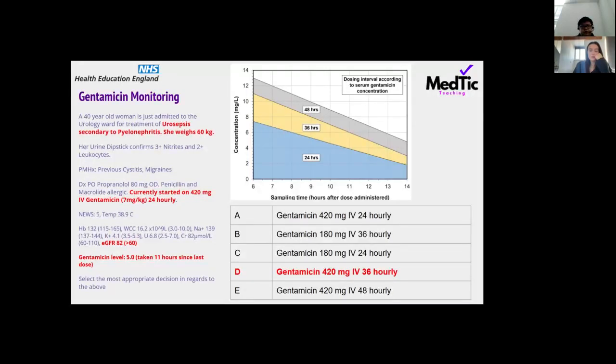And that is because we need to be safe with this drug, as gentamicin is primarily excreted through your kidneys, and if it continues to accumulate in the kidneys and bloodstream, it can increase the risk of nephrotoxicity and, more commonly, ototoxicity. So you will get hearing problems and tinnitus with it as well.